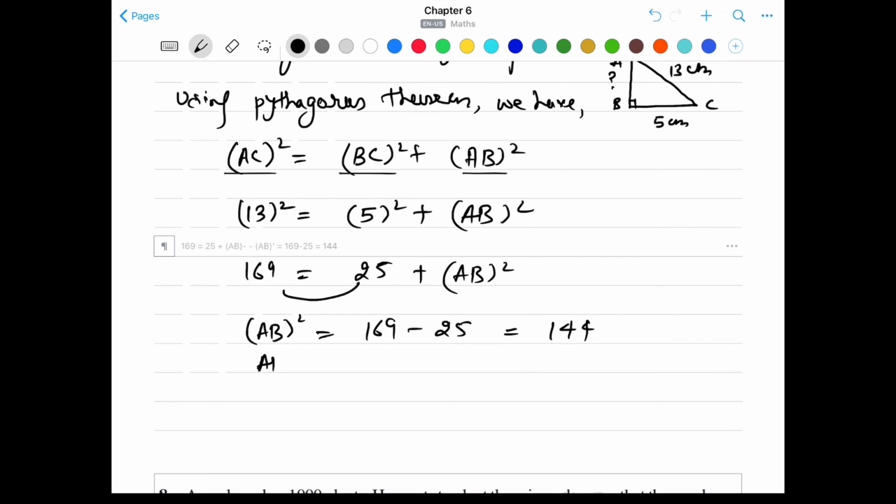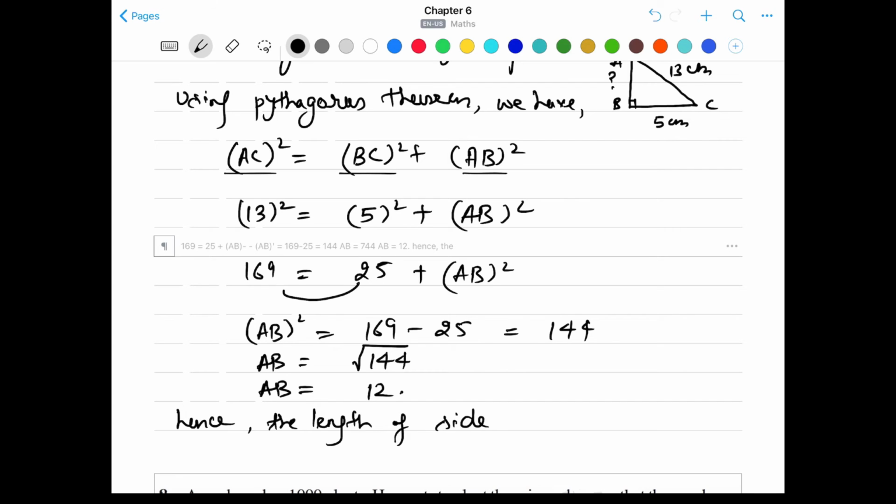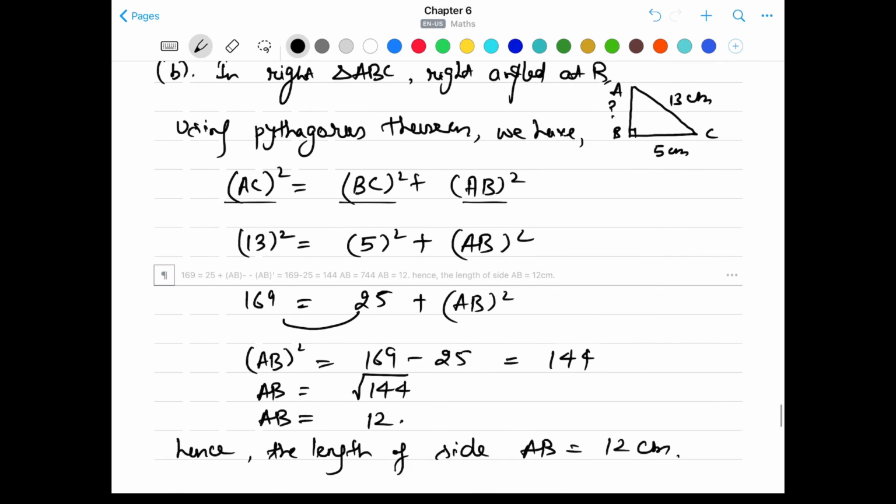So 169 minus 25 is 144. Or you can write AB equals square root of 144, and we know that the square root of 144 is 12. Okay, so hence the length of side AB is equal to 12 centimeter. Okay, this is again by using Pythagoras theorem.